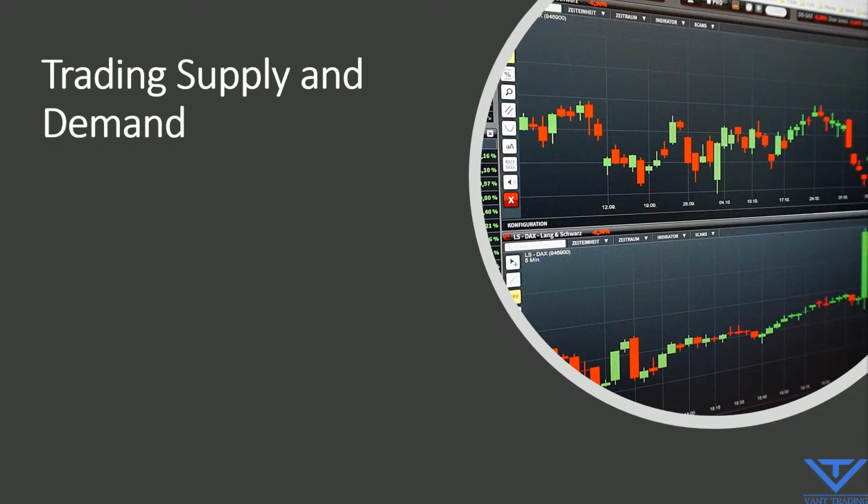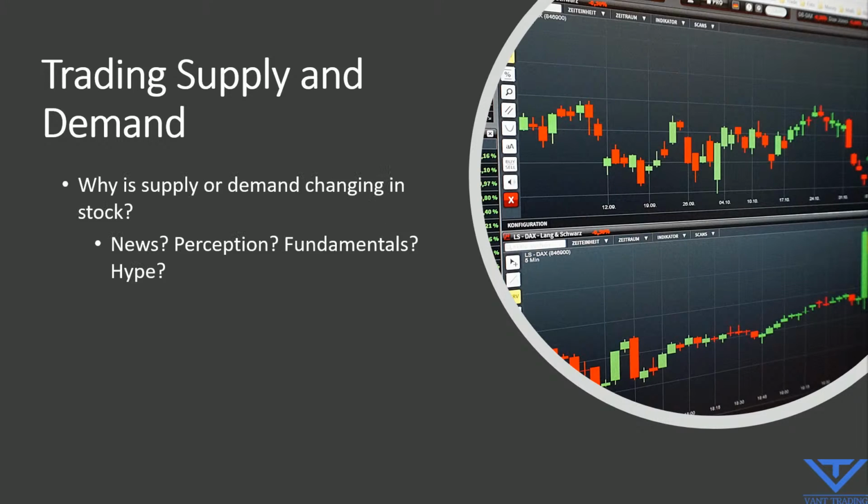So trading supply and demand, well, let's talk about the same kind of scenario in stock news. Why is the supply and demand changing in a stock? Maybe it has news. Maybe the perception of the company's changed. There was a scandal. Maybe the fundamentals have changed. They acquired a new contract or got a new patent, or maybe it's just simple hype. It's being pump and dumped, or people are really hyped about Tesla and Elon Musk is tweeting, "We're going private," even though they're not. All sorts of different things.